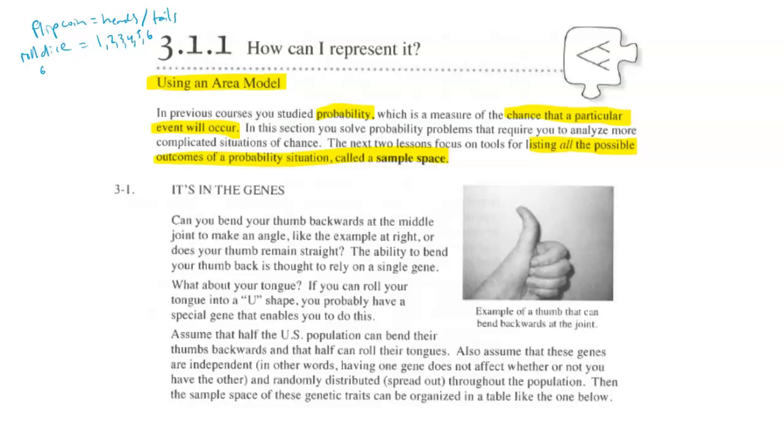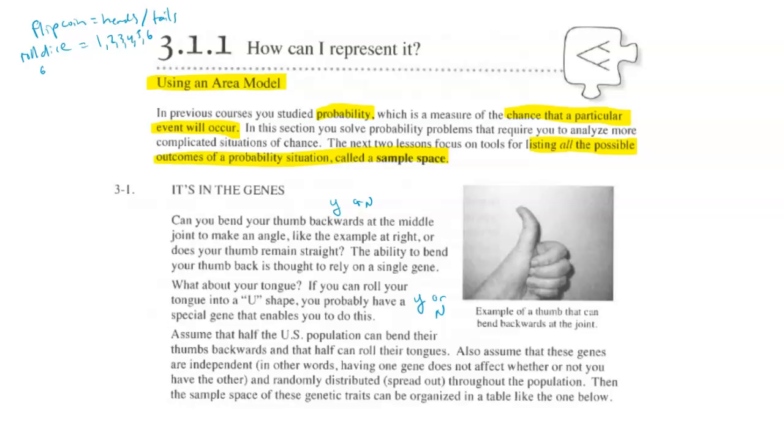Okay, so how can I use that information with an area model? Here's the first problem. It's in the genes. Can you bend your thumb backwards, or do you have the ability to make your tongue a U shape? For your U shape, you only have two possibilities: yes, you can do it, or no, you can't. Can your thumb go backwards? Again, yes or no. Those are our only two sample spaces.